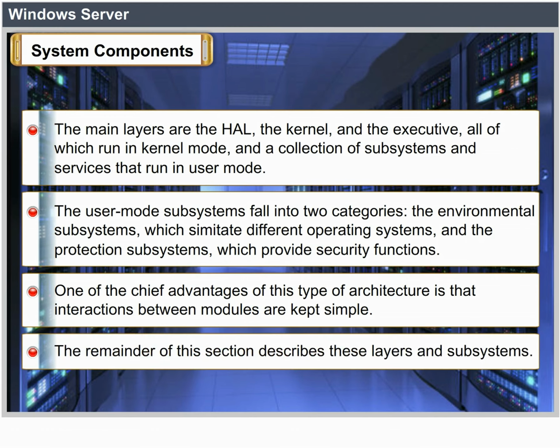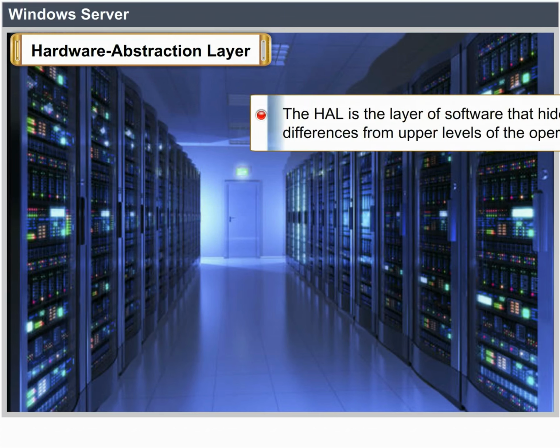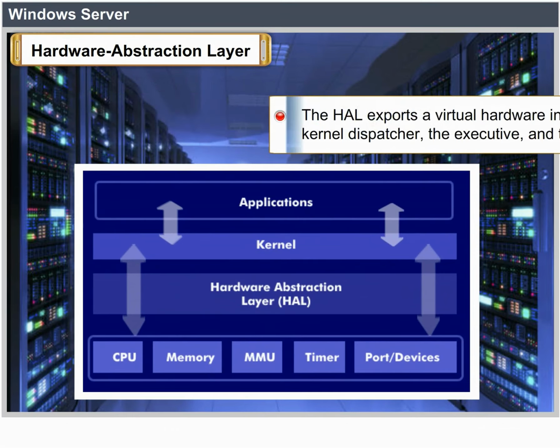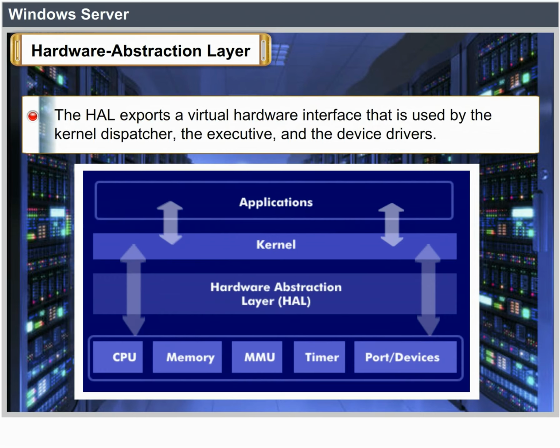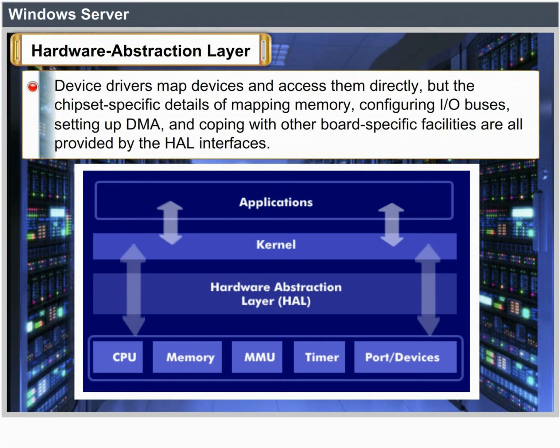Hardware abstraction layer. The HAL is the layer of software that hides hardware, chipset, differences from upper levels of the operating system. The HAL exports a virtual hardware interface that is used by the kernel dispatcher, the executive, and the device drivers. Only a single version of each device driver is required for each CPU architecture, no matter what support chips might be present. Device drivers map devices and access them directly, but the chipset's specific details of mapping memory, configuring I/O buses, setting up DMA, and coping with other board-specific facilities are all provided by the HAL interfaces.